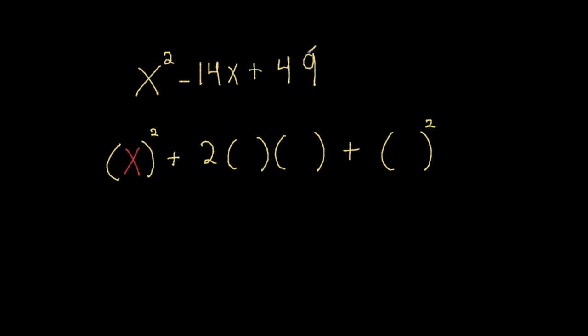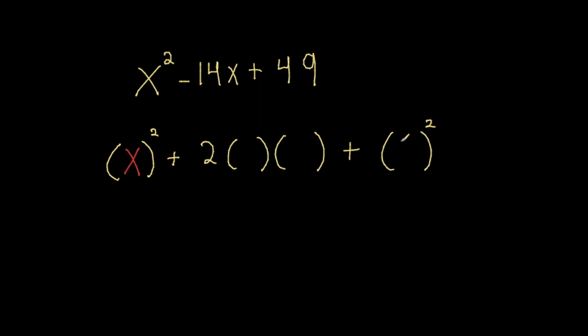Let's jump over to the 49. Is 49 a square number? Well, yes, it is. Which number do we multiply by itself to get 49? There are two numbers, right? 7 and negative 7. 7 times 7 is 49. Negative 7 times negative 7 is also 49. So which one do we put here?